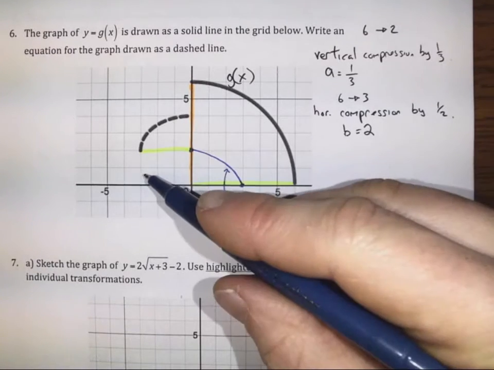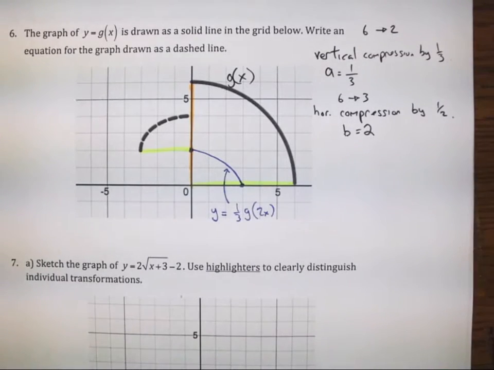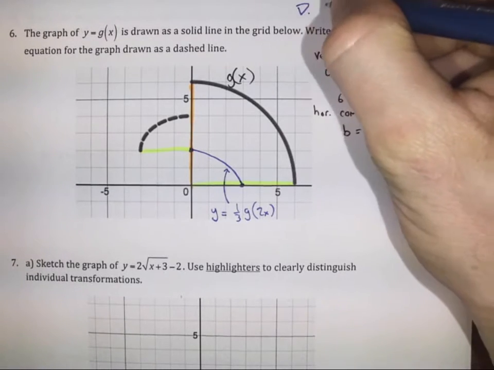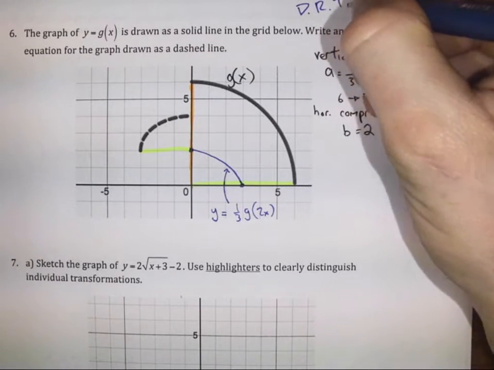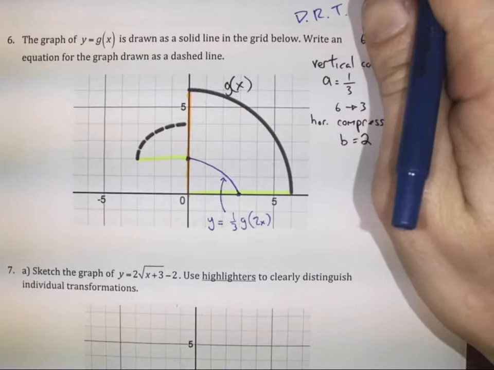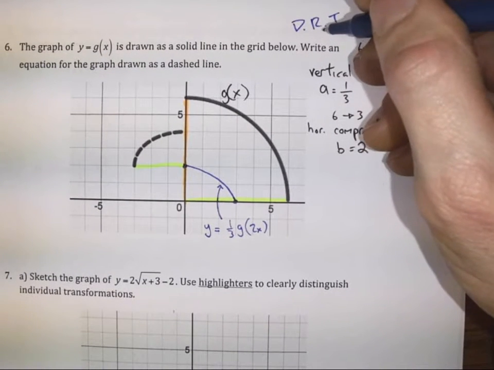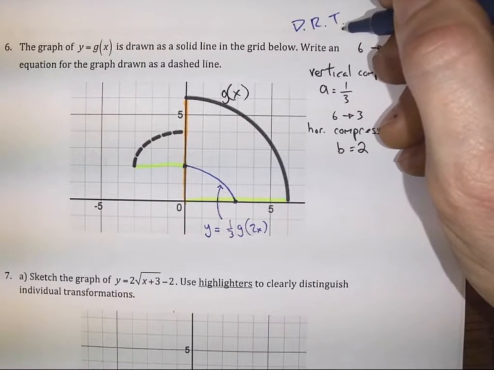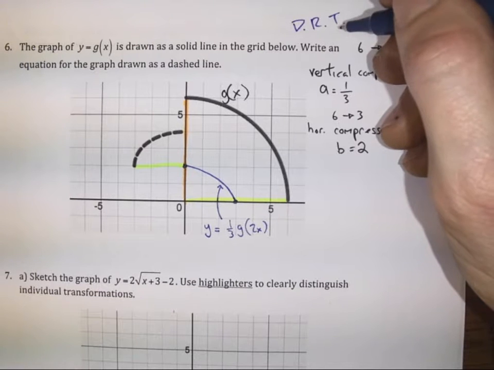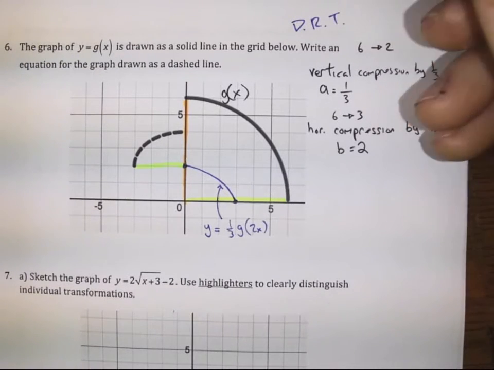It looks like, what else is happening here? It looks like there's a reflection across the x-axis. Notice, by the way, we're following our memory device. We're dealing with dilations first, then reflections, and lastly we're going to think about translations. If we start thinking about translations first, it's going to actually get us a little bit confused.